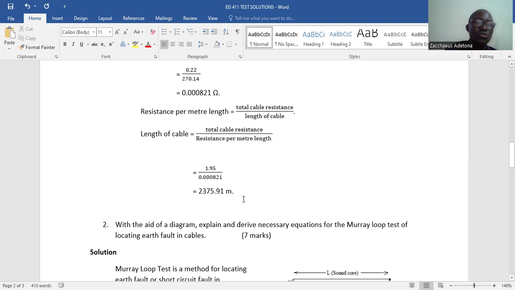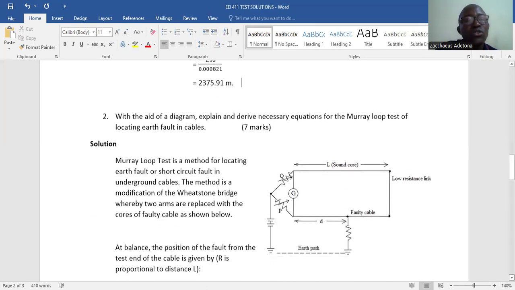Now, problem number 2. With the aid of a diagram, explain and derive necessary equations for the Murray-Loop test of locating earth faults in cables. So we have the solution as follows.